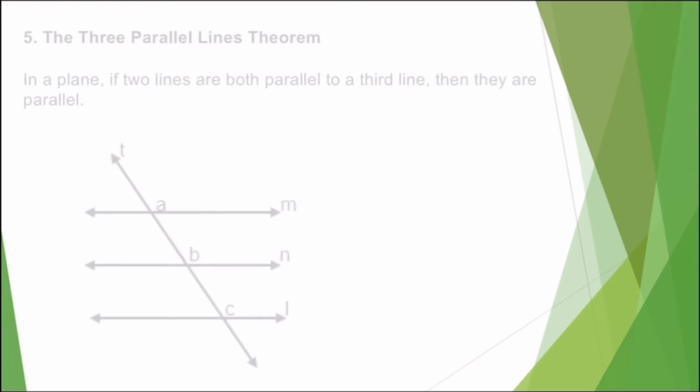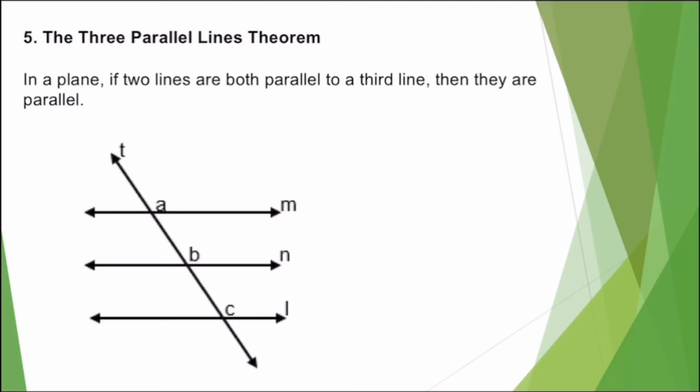Next, we have the three parallel lines theorem. In a plane, if two lines are both parallel to a third line, then they are parallel to each other.